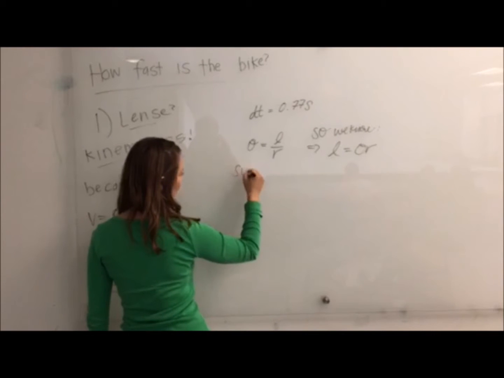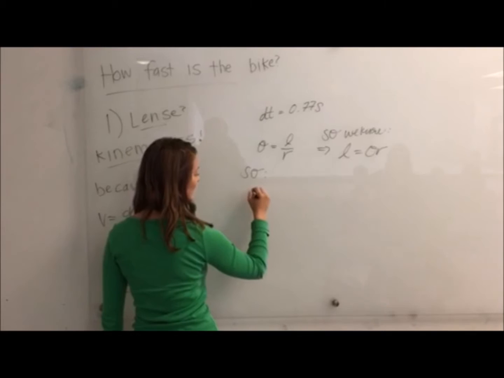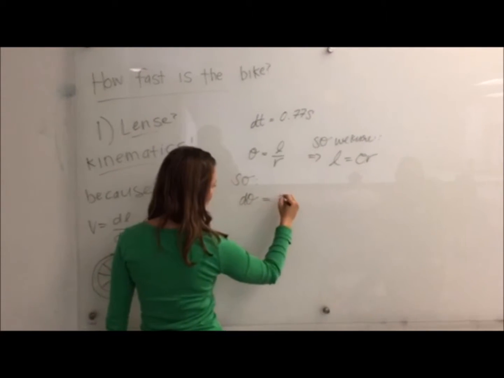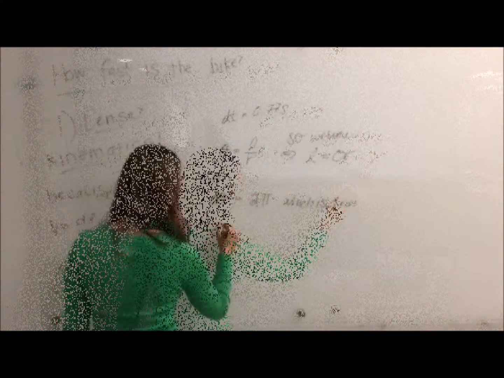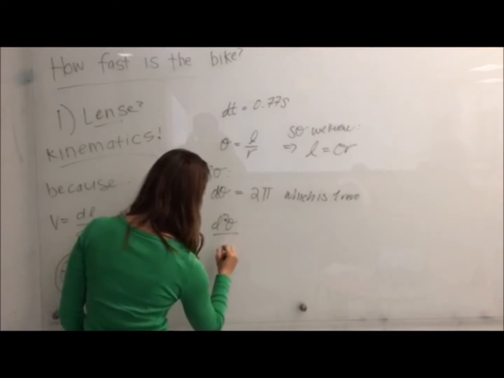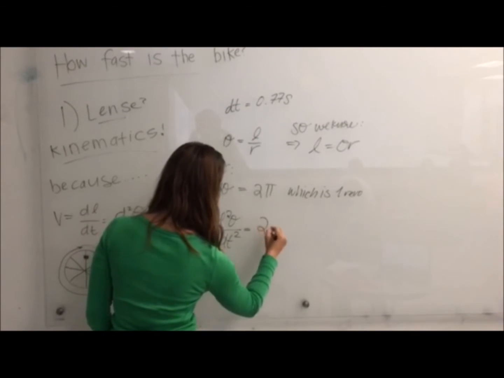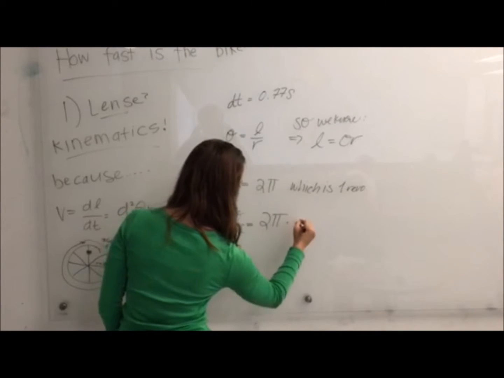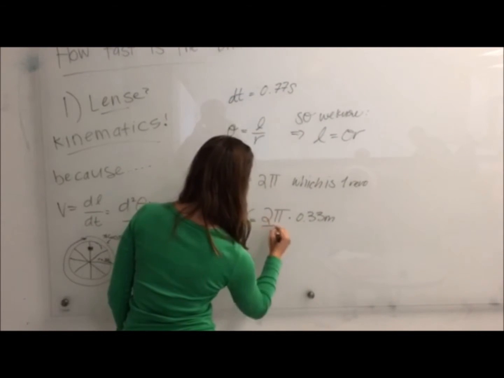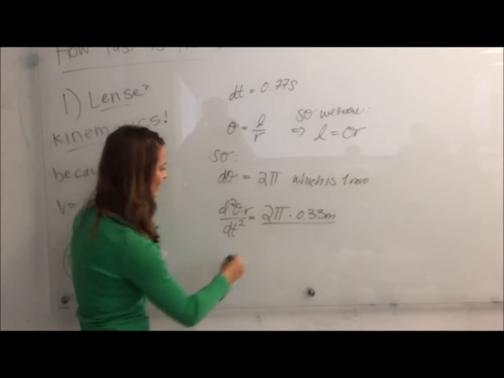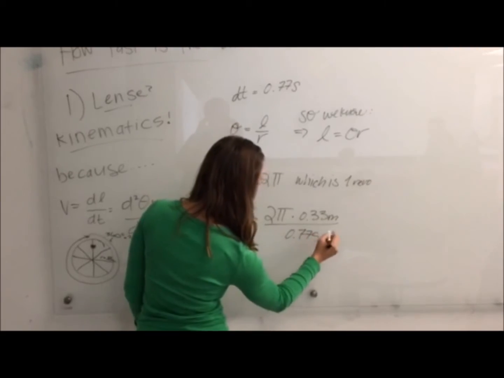On the subject of theta, we happen to have another value we can use to solve this problem. We know that in the video, the bike wheel went through one rotation, so that we can say that d theta is equal to 2 pi. Now that we have all our values, we can finally solve this problem. We know that v is equal to dL over dt, which is equal to the second derivative of theta times r over the second derivative of time, which, plugging in our values, gives us 2 pi times 0.33 meters over 0.77 seconds.